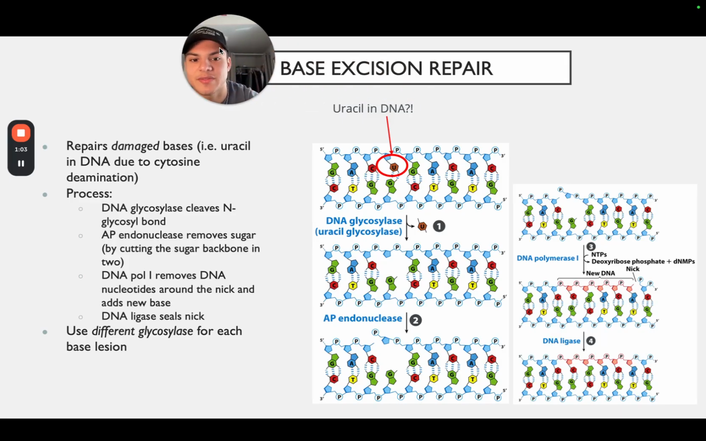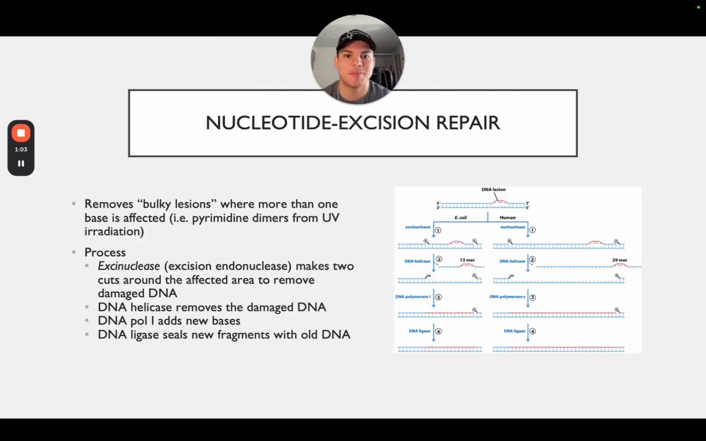That's this one specifically. And then nucleotide excision repair, this is the next one. So this removes bulky lesions, for example, pyrimidine dimers from UV irradiation, which form a DNA lesion. And so from here, what we're going to do is use an XC nuclease, which is just an excision endonuclease, and it makes 2 cuts around the affected area to remove it. So as you can see here, on the left side in E. coli, we have a DNA lesion. We're going to go upstream and downstream of that and basically cut it off.